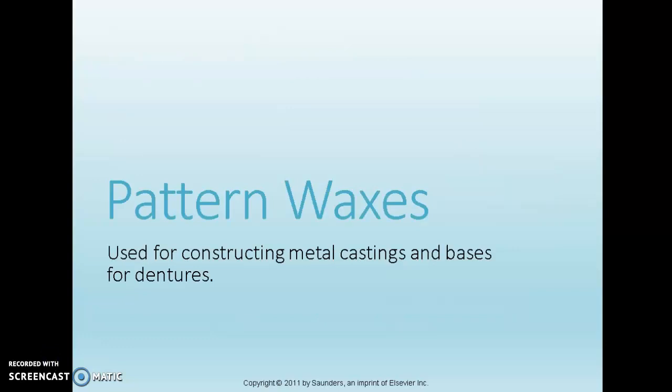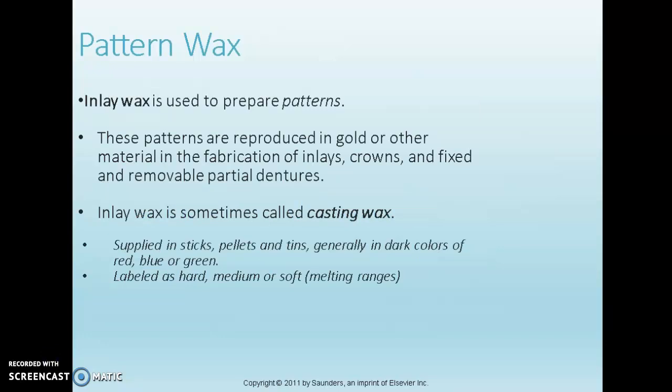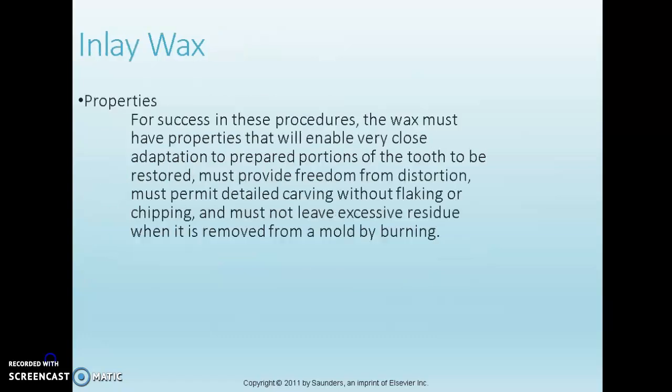Pattern waxes are used for constructing metal castings and bases for dentures. A pattern wax is sometimes called an inlay wax, which, of course, by its name is used to prepare a pattern. These patterns are reproduced in gold or other material in the fabrication of inlays, crowns, and fixed or movable partial dentures. Inlay wax is sometimes called casting wax, and this wax is supplied in sticks, pellets, in tins, and it's generally in dark colors of red, blue, or green. It can be labeled as hard, medium, or soft, which is referring to its melting range.